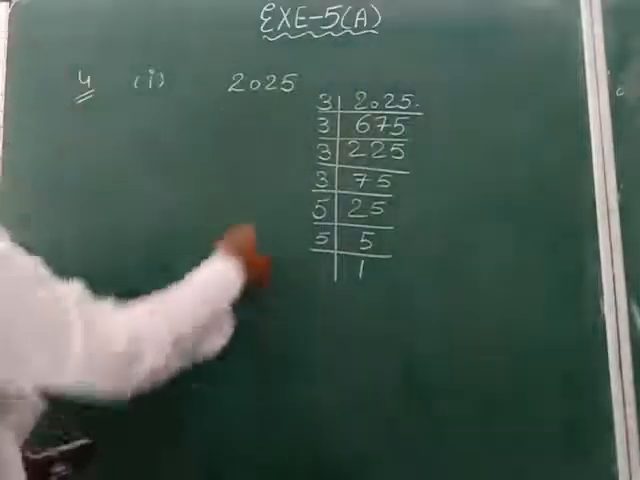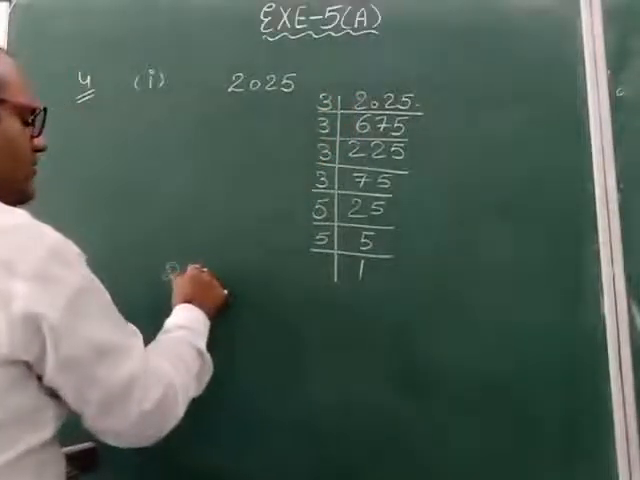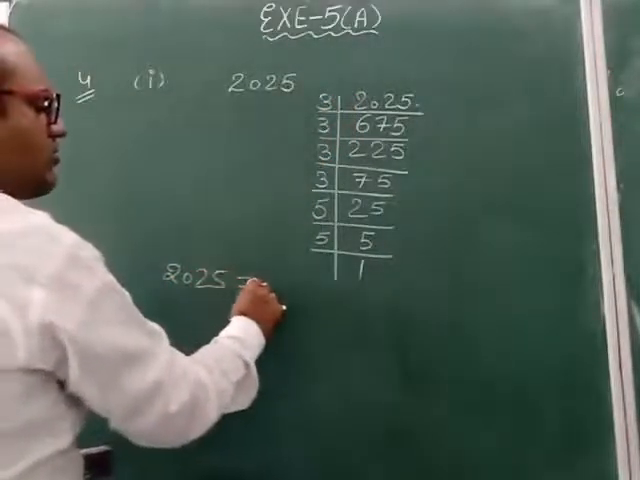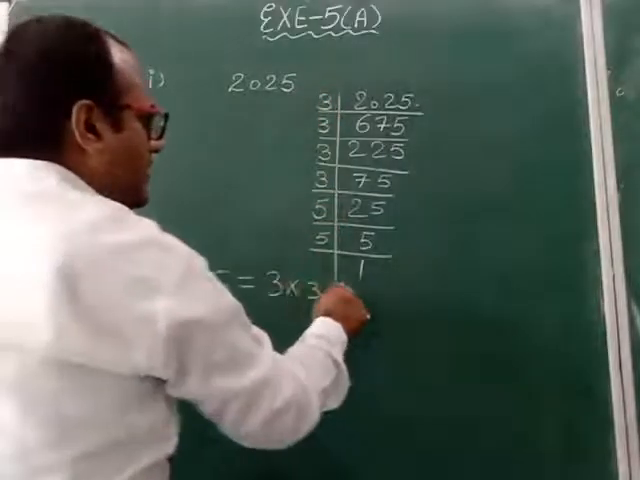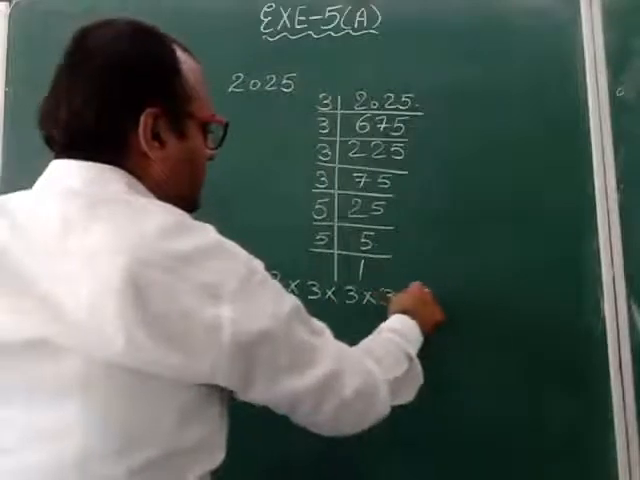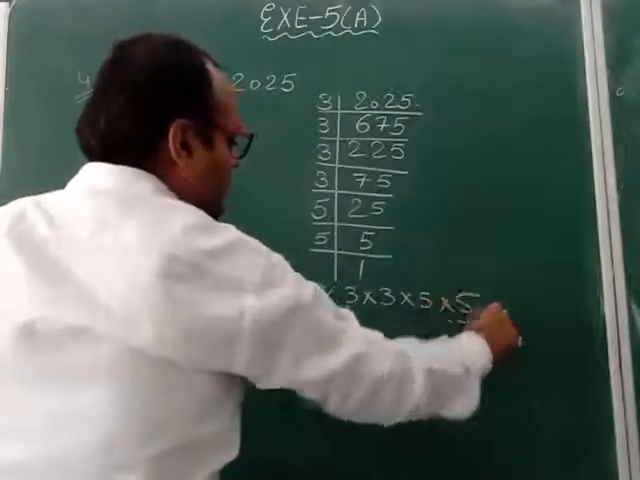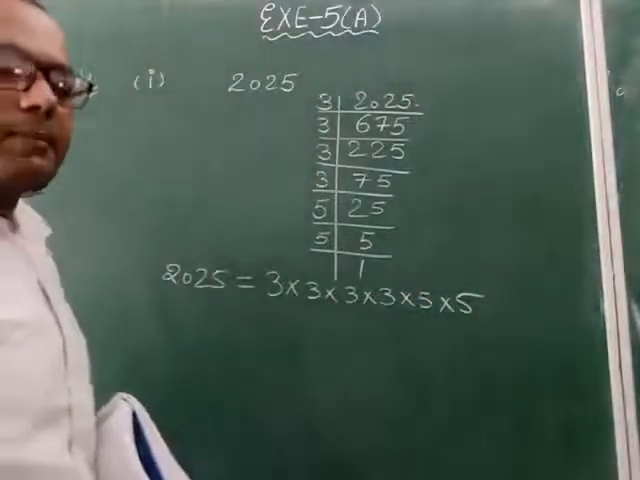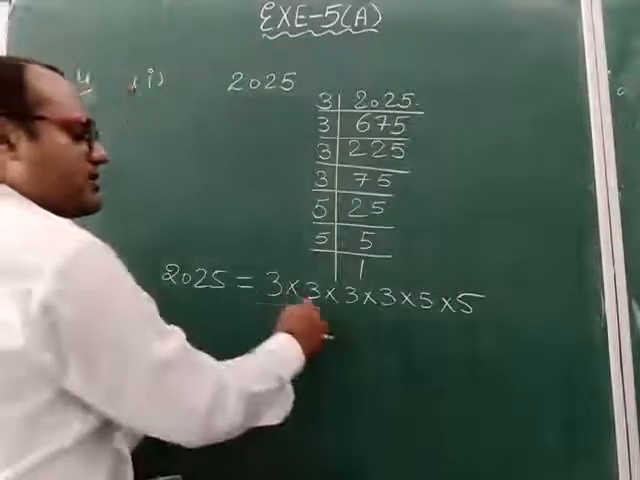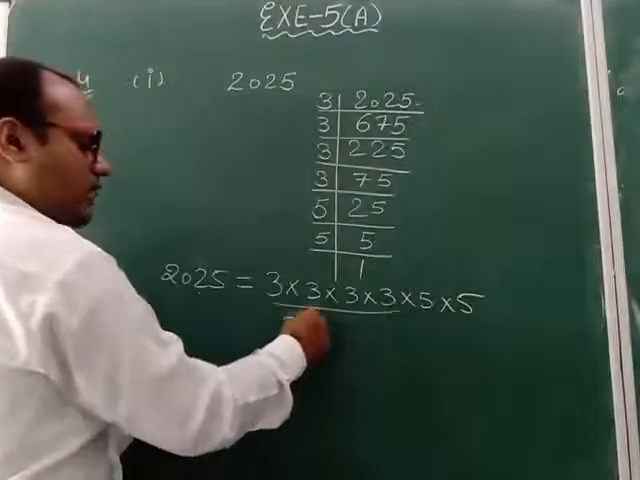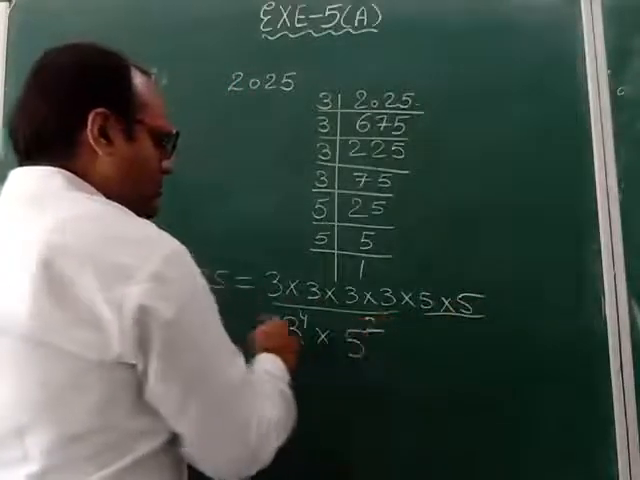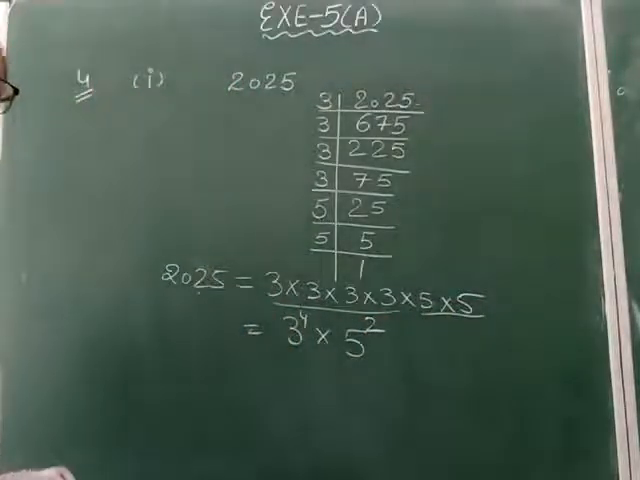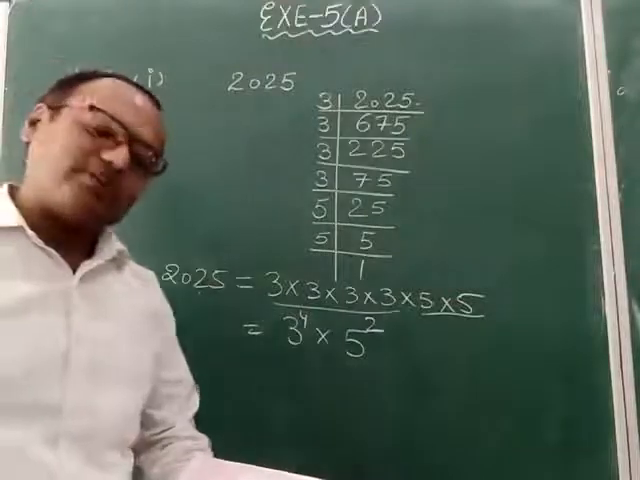Now we have to write the answer. 2025 is equal to the product, product means multiply all these numbers. 3 multiply 3 multiply 3 multiply 3 multiply 5 multiply 5. Now in the question it is written you have to write in a power form. So how many times is this 3 coming? 3 is coming 4 times. 5 is coming 2 times. So the final answer is 3 raised to the power 4 multiply 5 raised to the power 2.